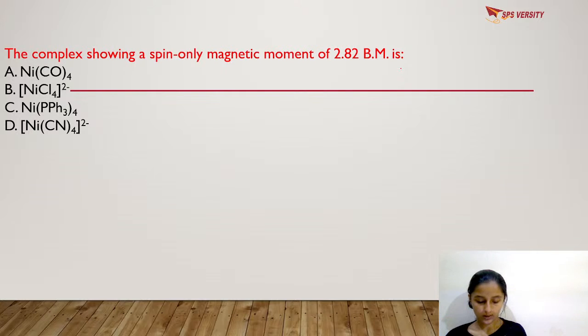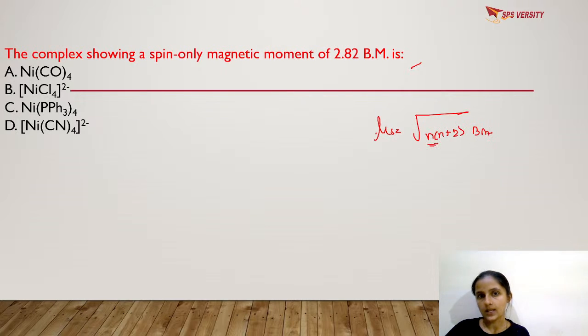What could be the answer according to you? We know that spin only magnetic moment is equal to root of n into n plus 2 Bohr magneton, where n is the number of unpaired electrons. You have to see the number of unpaired electrons. Nickel, what's the number of unpaired electrons? Carbonyl nickel is 3d8 4s2. The electrons pair up, so the number of unpaired electrons is equal to 0.